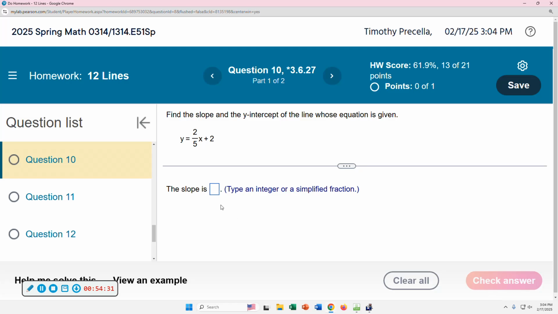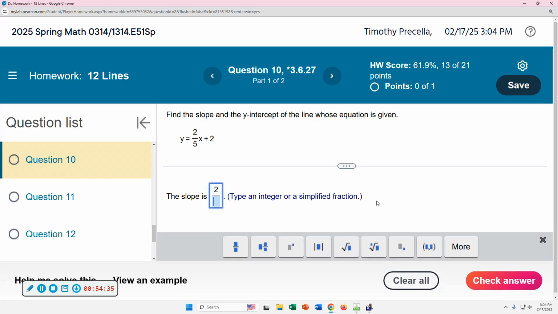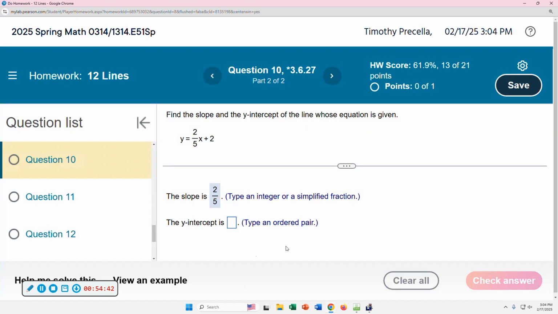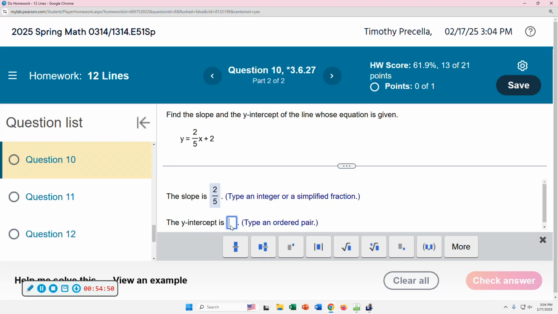2/5 is the slope. Good. So the slope is 2/5, the number in front of x. What's the y-intercept? That's why I wanted to do this one. I knew they didn't keep the 0 comma for us. The incorrect answer would be just to type a 2.